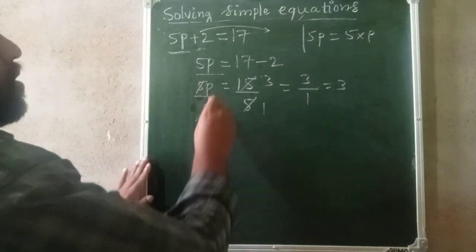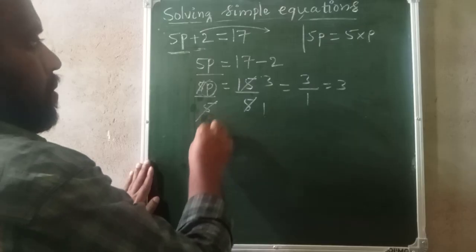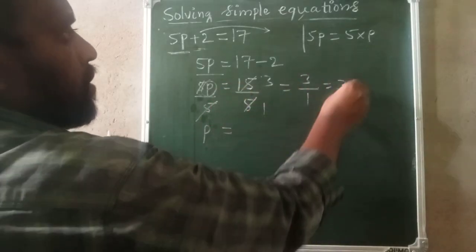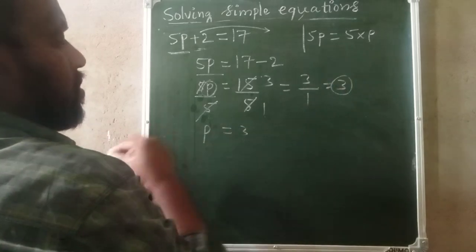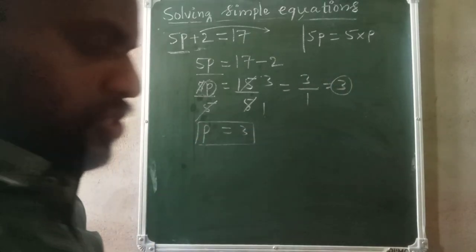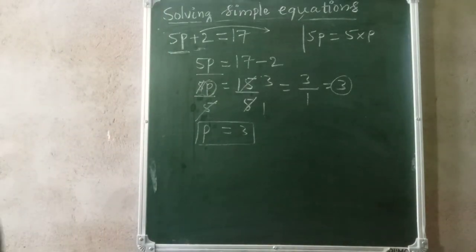So what is left here? p, right? p is equal to, and we got this side simplified to 3. So what is the answer? p is equal to 3 is the answer.